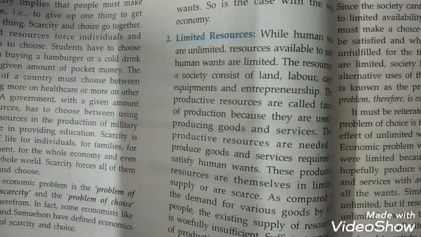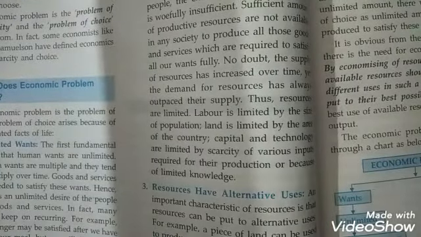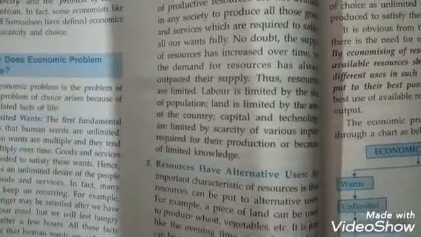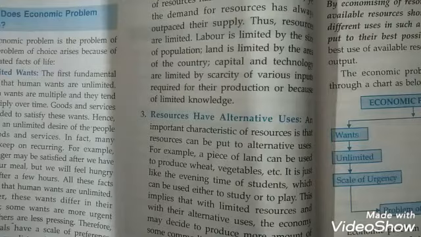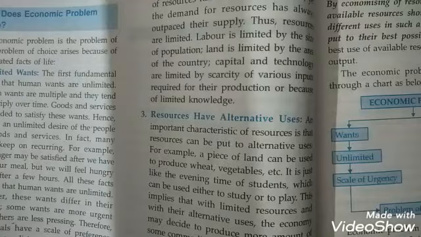proper manner. So thirdly, the reason why there is economic problem, or why does economic problem arise, is that resources have alternative uses. That is, resources are not only limited in nature, or it is not just that there is scarcity of resources, but these resources have alternative uses. For example, there is a piece of land, it can be put to different uses. We can either cultivate some crop on it, or it can be used for constructing a house, or it can even be used for constructing a commercial building on it.